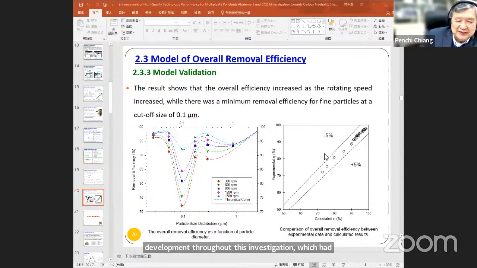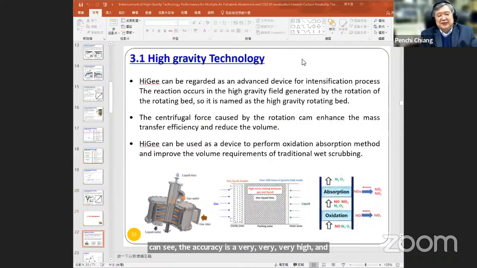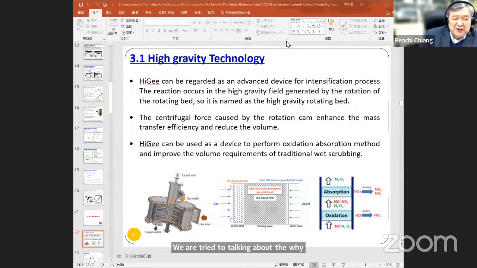As you can see, the accuracy is very, very high, and the error is very, very low, as you can see here. Then second, the subject we are trying to talk about is why the lux can be removed through our high gravity process. Before you try to understand this principle theory, you have to go back to understanding the absorption and the oxidation process. I will explain to you.